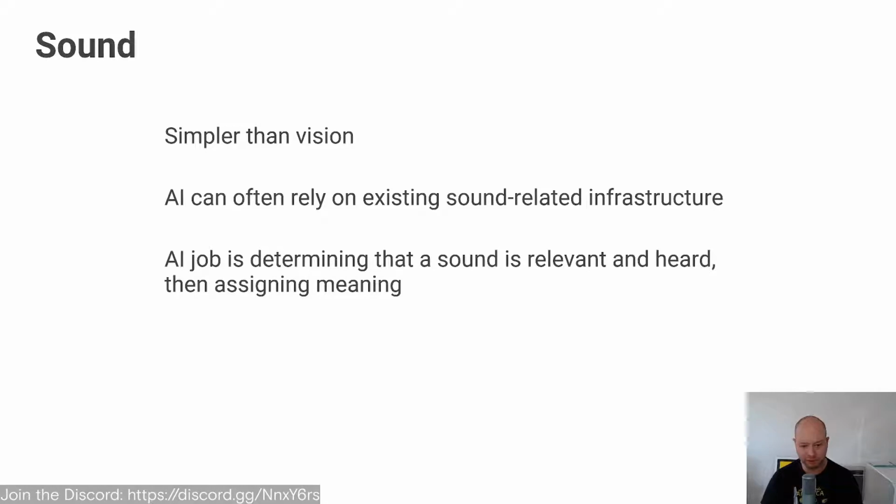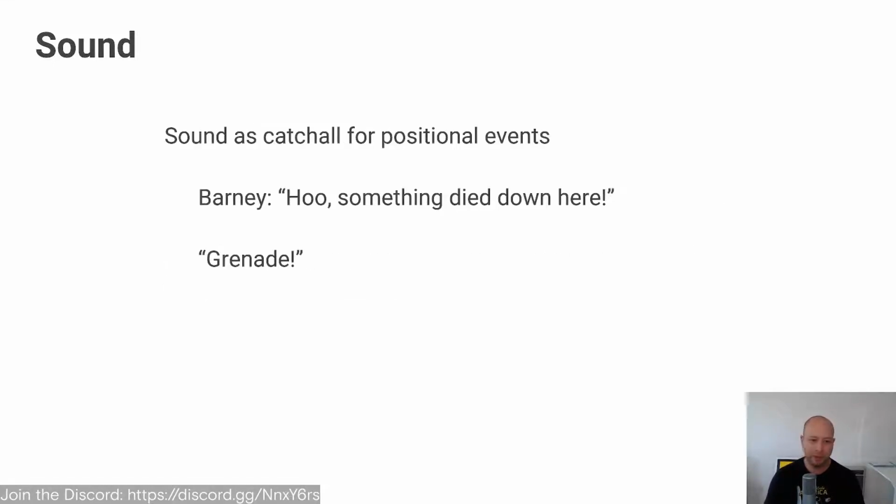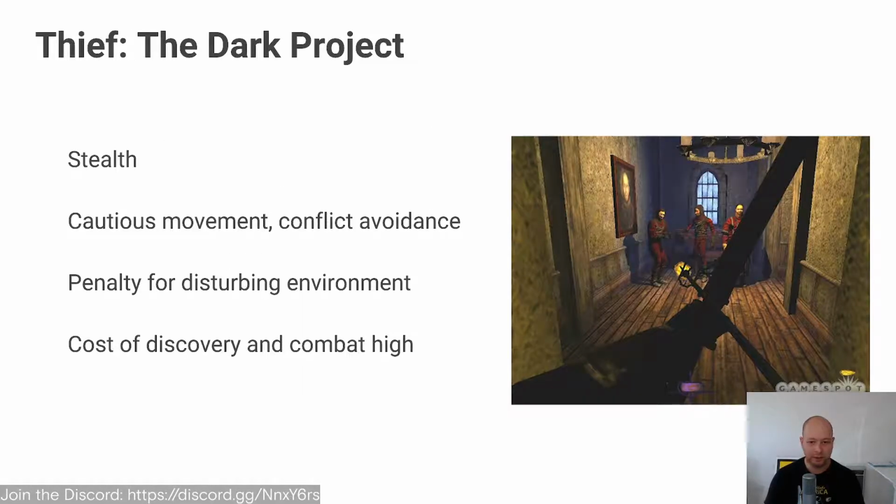Sound is simpler than vision because sound does not always require a raycast. It can often require just a range, a region, and then you can go from there and say, oh well, if it's bouncing, what's the distance, what's the falloff, things like that. AI for sound is more about determining, is that something I should pay attention to? Okay, a sound got played in my vicinity, I'm within range of it. Is it important?